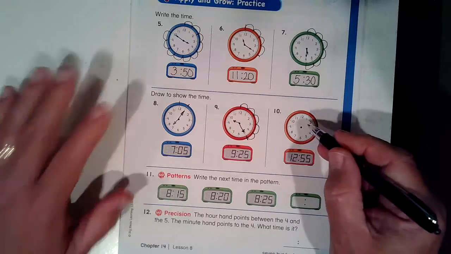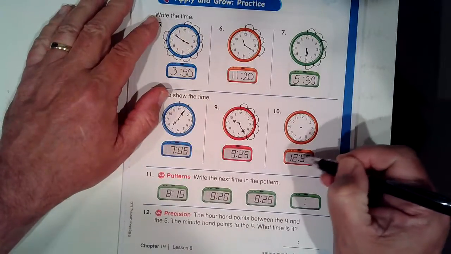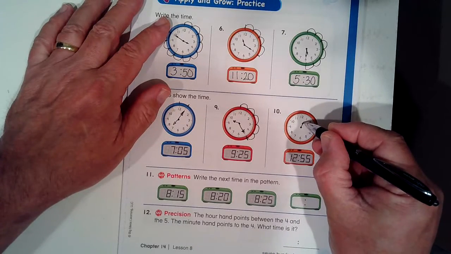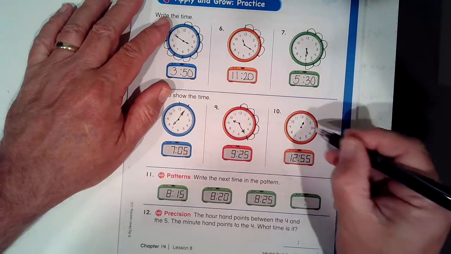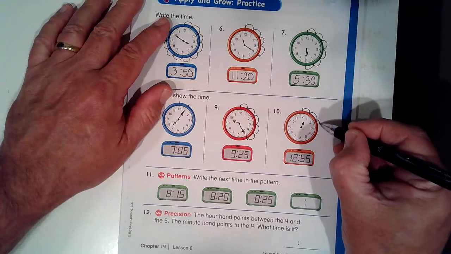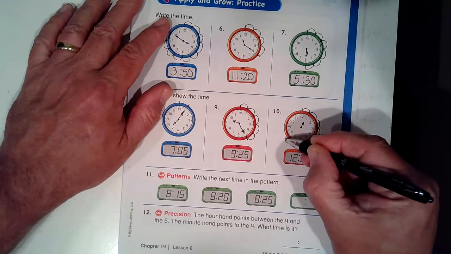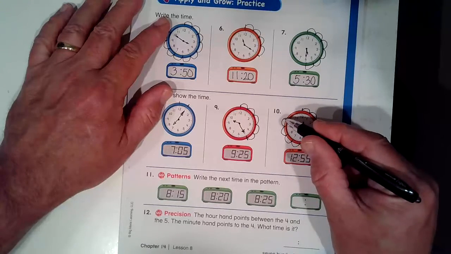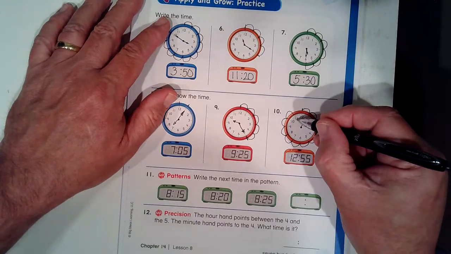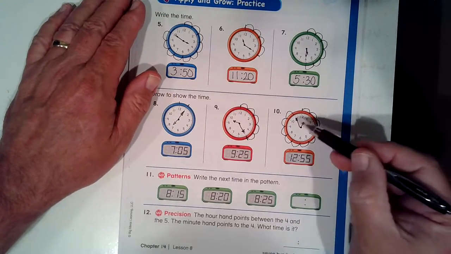All right, now 12:55. I need to point at the 12, but it's not right at the 12 because it's got minutes after it. I have to point between the 12 and the 1, and then I do 55 minutes. Here we go. 5, 10, 15, 20, 25, 30, 35, 40, 45, 50, 55. 55 is when I point at the 11, so my longer hand is going to be pointing at the 11.